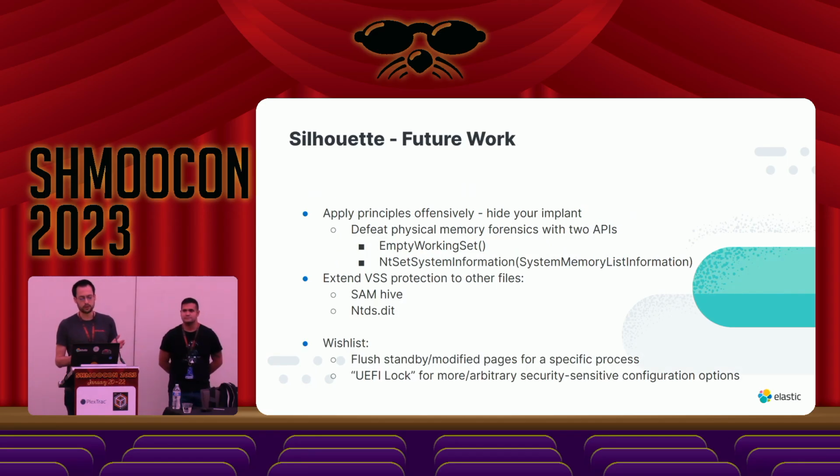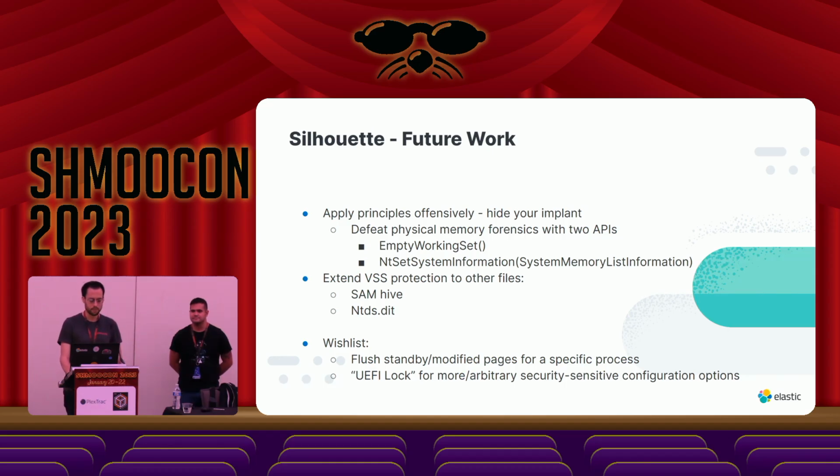As for future work, these principles can be applied offensively too, many from user mode. You can remove your implant from physical memory with 2 API calls. Think about that for a second. It's easy to extend Silhouette's volume shadow copy to other files too, such as the SAM registry hive or ntds.dit. So you can break Hobo Copy and invoke Ninja Copy, not just for the page file, but for many other use cases.